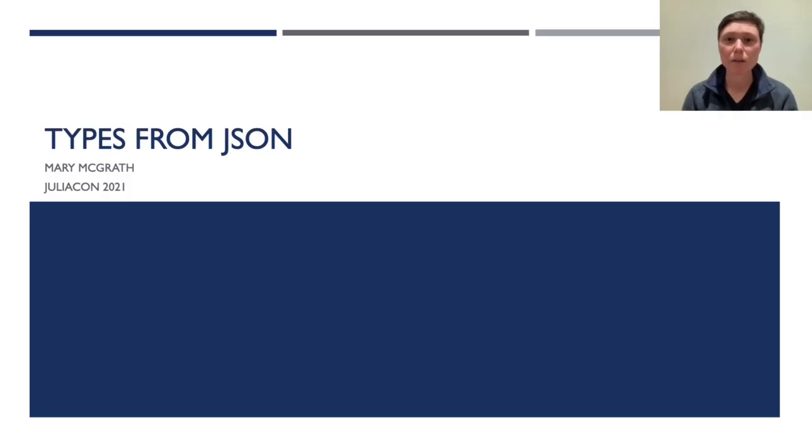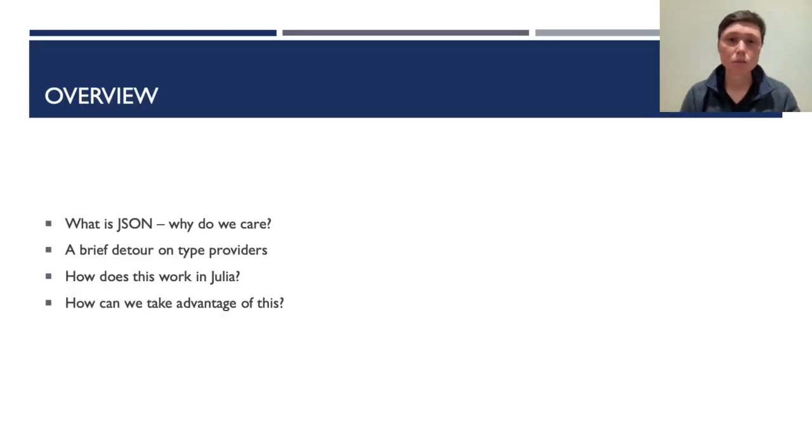Hi, I'm McGrath, and I'm talking today about generating types from JSON. So first, I'm going to talk about what is JSON and why we care about this problem, then a brief detour on type providers and a bit of the background there, then how I brought this back into Julia, and finally how we can actually take advantage of this and use this.